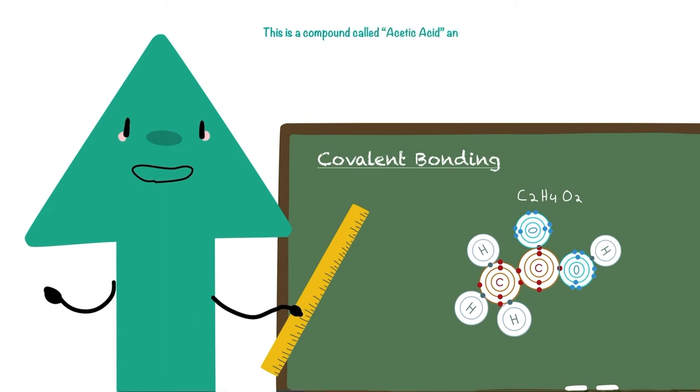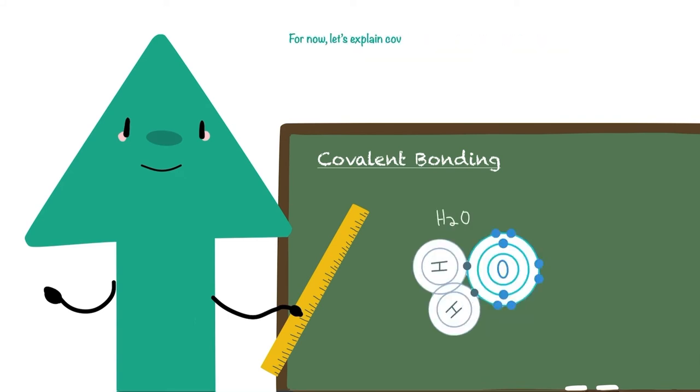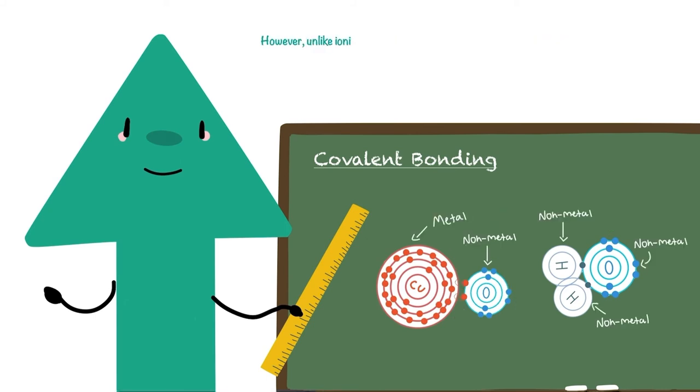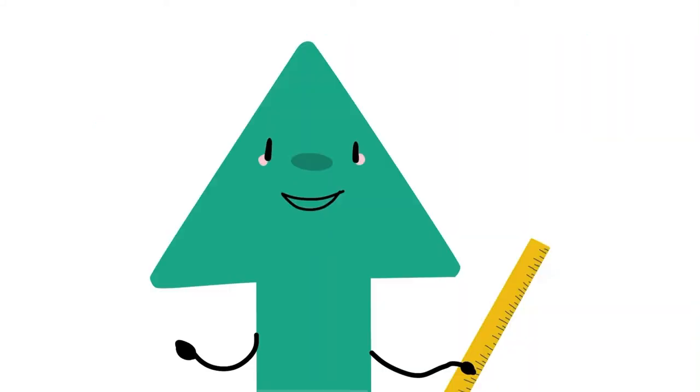This is a compound called acetic acid, and it's the main compound that makes up vinegar. Acetic acid is a great example of a more complex covalent bond. For now, let's explain covalent bonding with a simpler example. Similar to ionic bonding, the main goal of this bond is for both atoms to reach a full valence shell. However, unlike ionic bonding, covalent bonding occurs between a nonmetal and a nonmetal. Instead of exchanging valence electrons, covalent bonded atoms share their valence electrons.